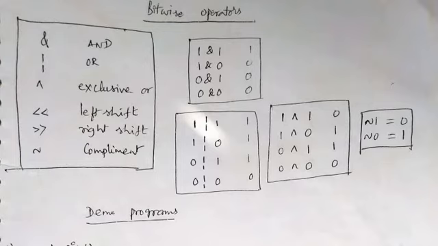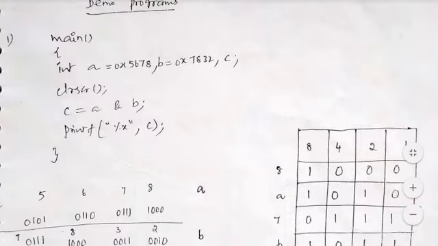even with both ones you get 0. Look at the first one: 1 exclusive OR 1 is 0. Complement of 1 is 0 and complement of 0 is 1. Negation. We'll see these things clearly using a few demo programs. So look at the first demo program.